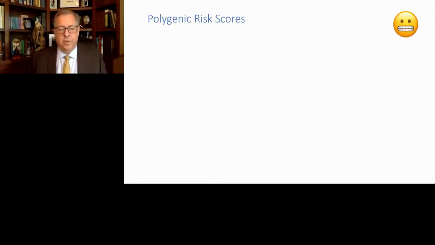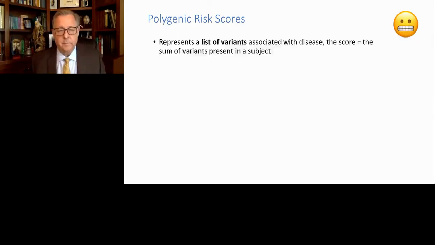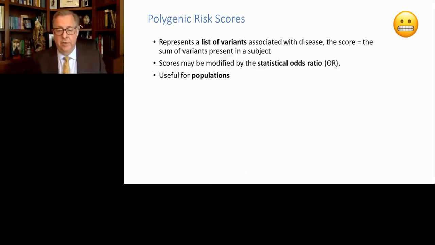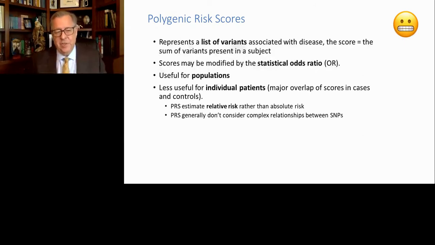The polygenic risk scores also have problems in themselves. It is a list of variants associated with the disease, but the score is based on the sum of the variants. It doesn't really give you a lot of insight. These are adjusted by statistical odds ratios or the log of the odds ratios to sort of weight these a little bit to help improve the accuracy. They have been shown to be quite useful for populations, but they're less useful for individuals. And for precision medicine, it's the individual we're trying to understand.